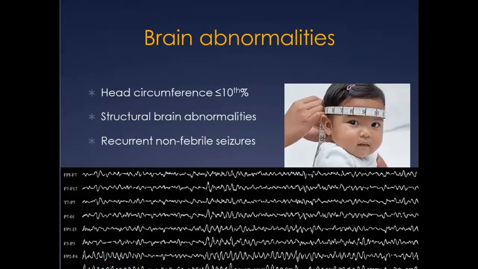Next, we look at brain abnormalities. The most common brain abnormality seen is a small head circumference. So that's a head circumference below the 10th percentile. It's also possible for children to have structural brain abnormalities that might be found on an MRI, although it's important to know that MRI or other brain imaging is not part of the diagnostic process and is not required for children who are known or suspected to have a fetal alcohol spectrum disorder. The other more common thing to see is recurrent seizures that are not febrile seizures, but a seizure disorder or epilepsy.